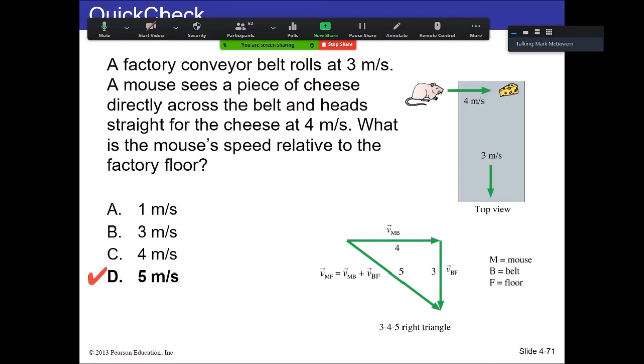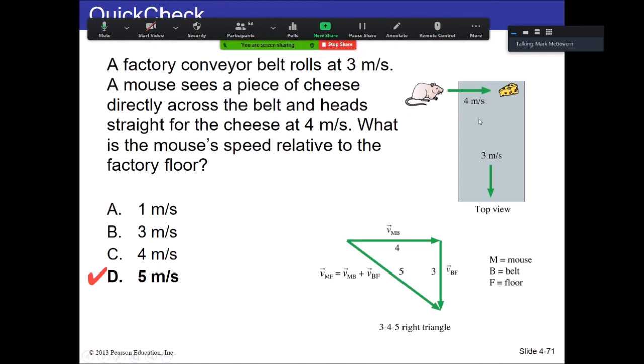Now, here's the easy way to do this. The mouse is already moving at 4 meters per second. If it jumps on the belt, it's going to be moving faster. So the answer is D. That's the easiest way to determine that it's D. It's the only speed that's faster than the mouse speed. Okay. Now, the figure down here shows what's going on. The mouse is the object. The floor is the ground frame, and the belt is the moving frame. So we're trying to observe from the ground frame what the mouse is doing.